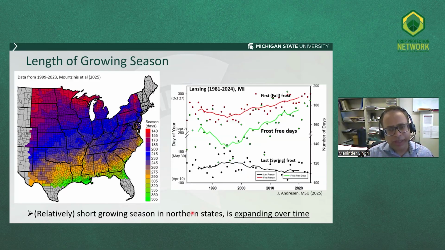Another aspect that's happening recently is this season is expanding. You can see this data from Michigan, Lansing location, that our frost-free days have been going up over the last three decades or so. Again, due to the first fall frost occurring later in the season, and the last spring frost occurring a little bit earlier, right? So the growing season is expanding, and it gives us opportunities to again think about how we can optimize our relative maturities and planting dates to match what we have now, right?